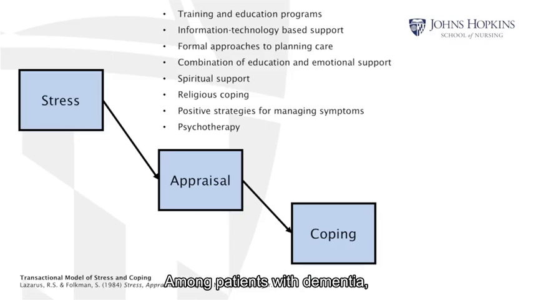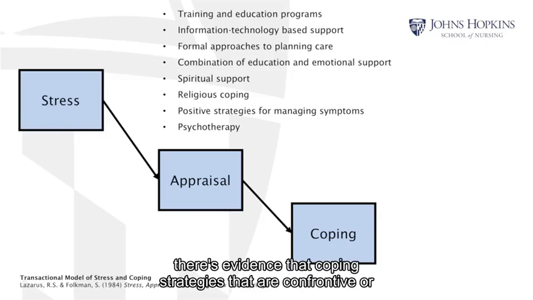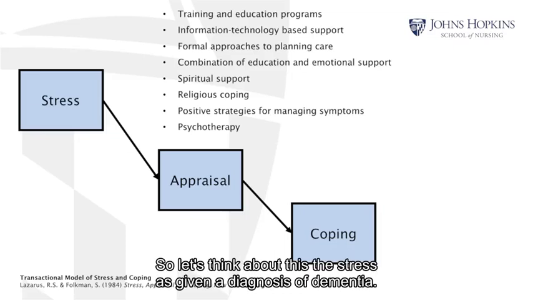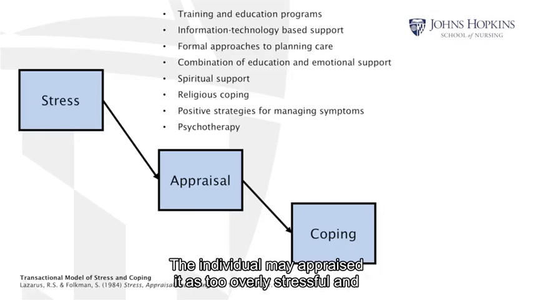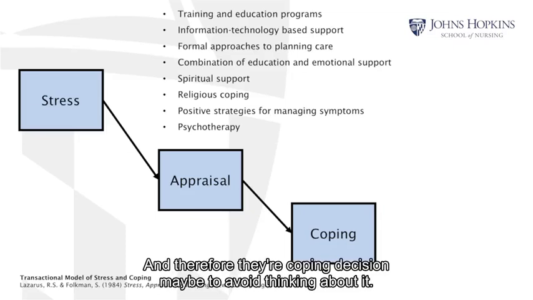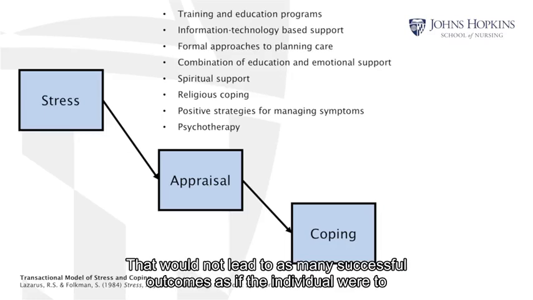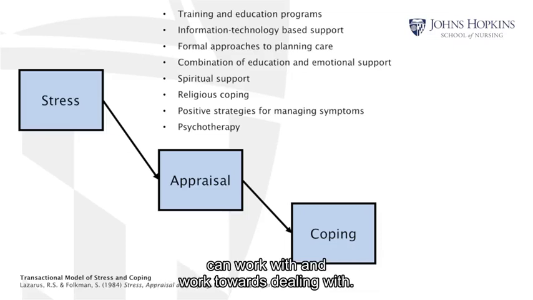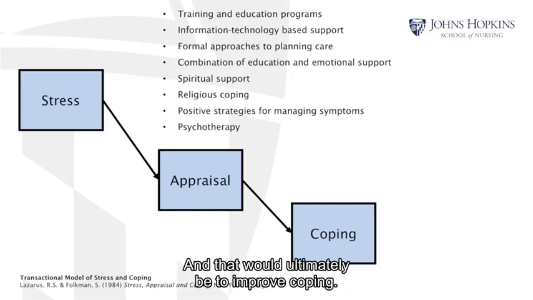Among patients with dementia, there's evidence that coping strategies that are confrontive or active can lead to lower levels of distress than avoiding coping. So let's think about this stress as given a diagnosis of dementia. The individual may appraise it as overly stressful and a potential high level of threat, and therefore their coping decision may be to avoid thinking about it. That would not lead to as many successful outcomes as if the individual were to accept the news, appraise the diagnosis as something that they can work with and work towards dealing with, and that would ultimately lead to improved coping.